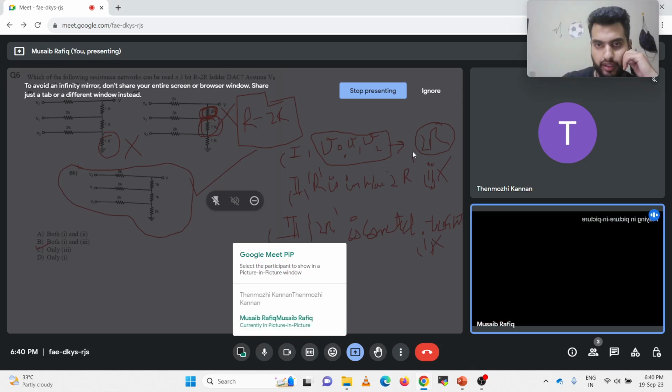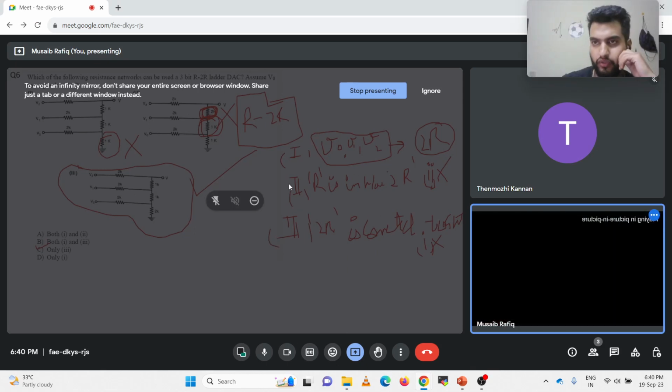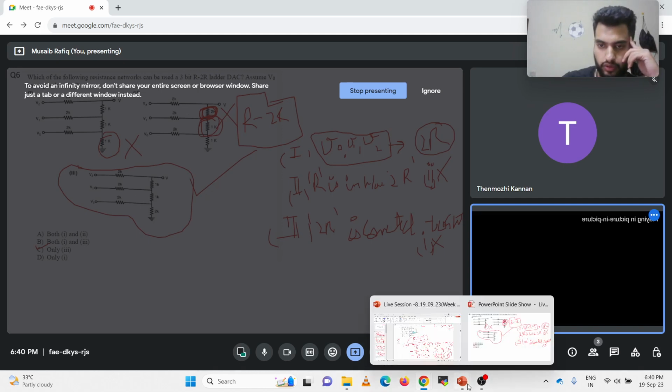So let me just repeat these three criteria. Number one, your digital inputs need to be connected to the 2R resistor. Number two, the resistance R is in between 2R. Number three, 2R is connected to the ground. So this is how you do it.